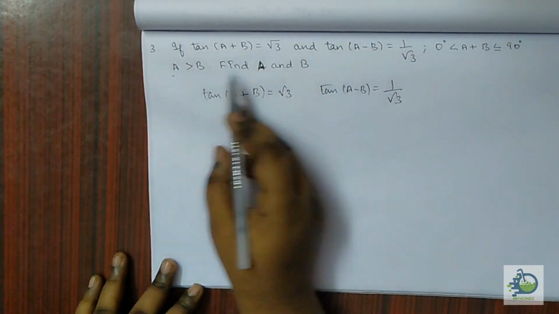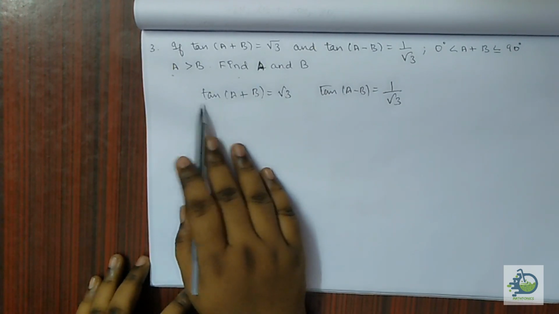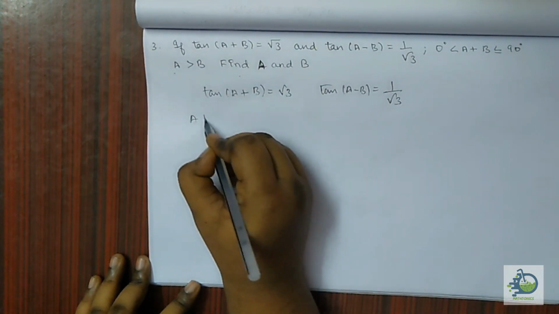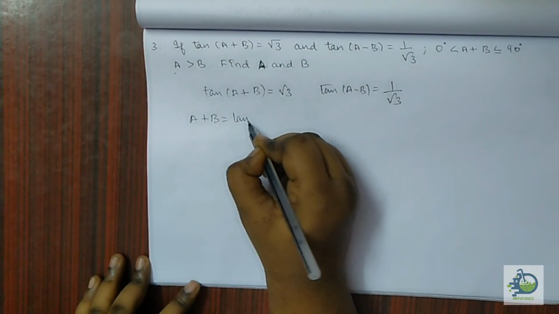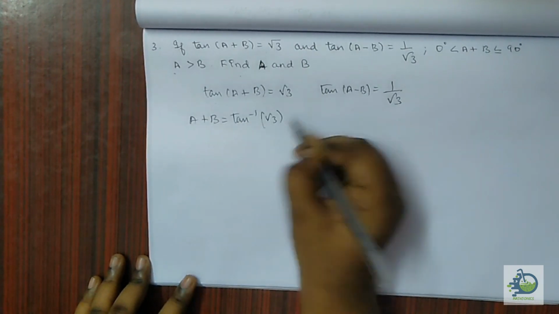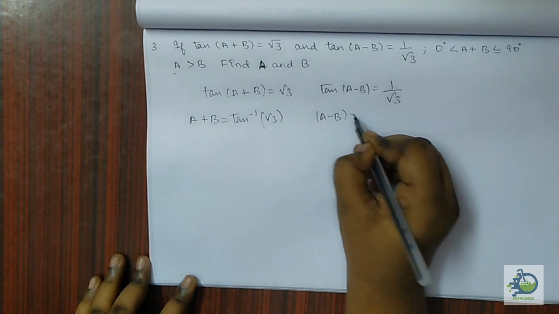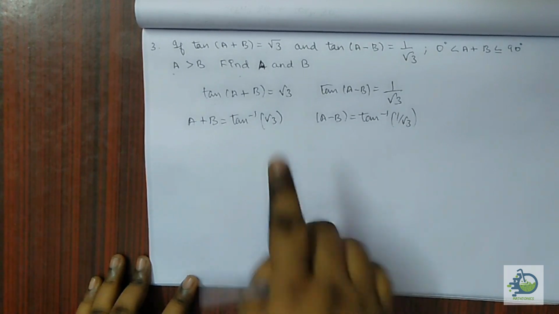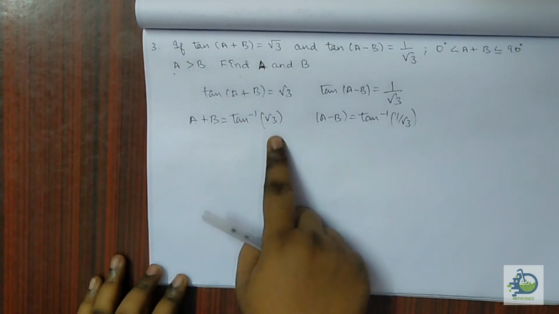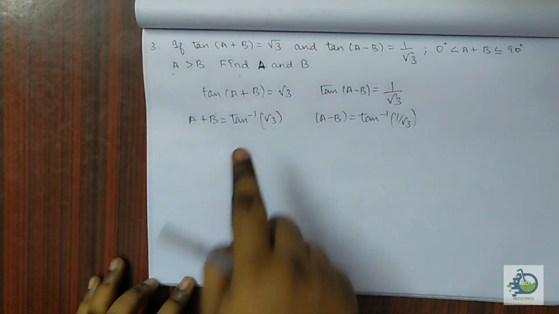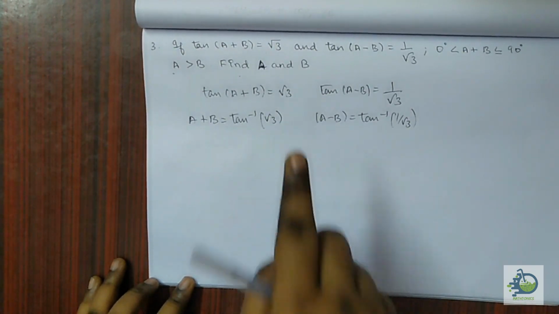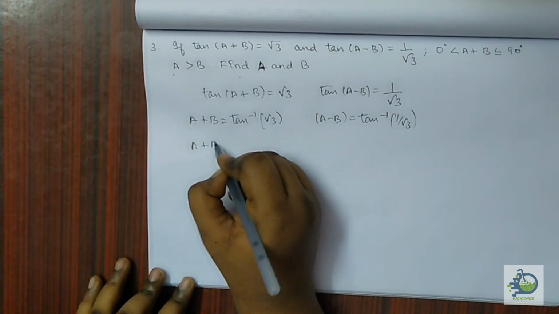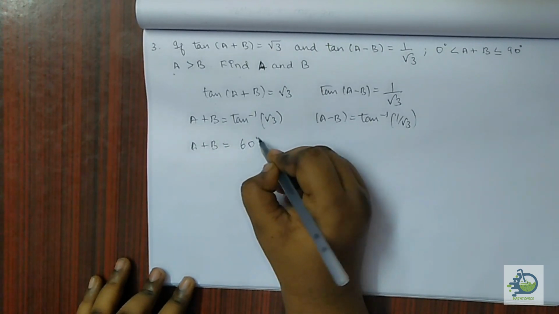So let's take this tan to the other side. When this tan is taken to other side, it becomes tan inverse of. So A plus B is equal to tan inverse of root 3, and here A minus B is equal to tan inverse of 1 by root 3. Here when we write it as tan inverse of root 3, we have to check in the table when the answer will be root 3. For which angle will tan get the answer as root 3? It is 60 degree. So A plus B is equal to 60 degrees.